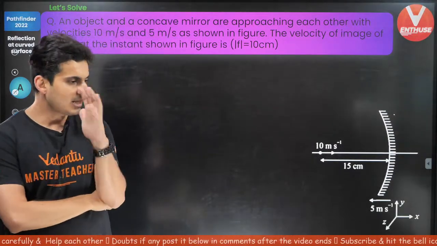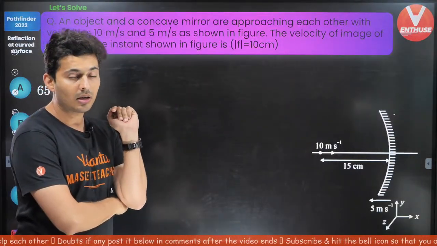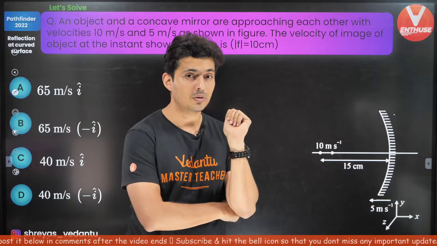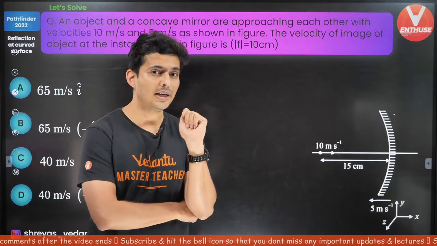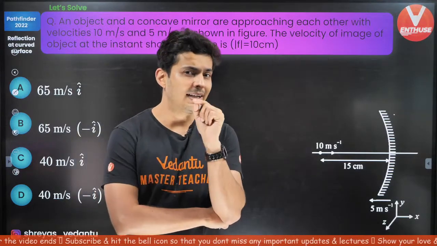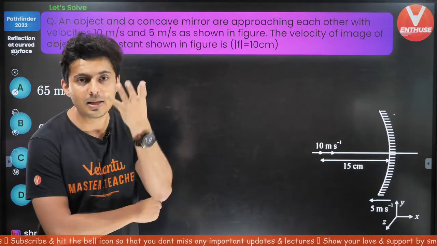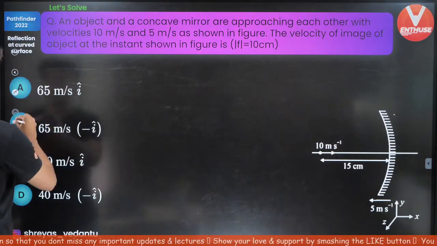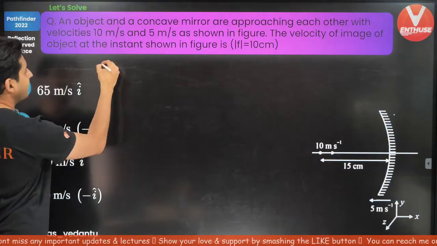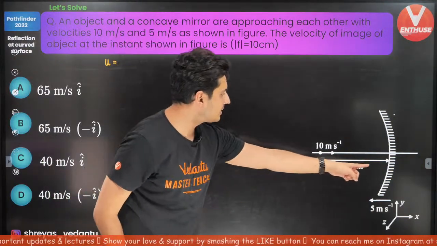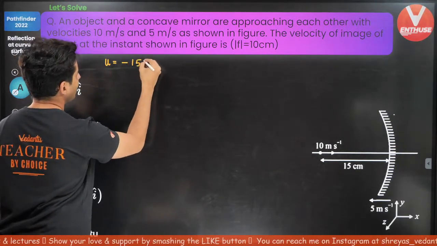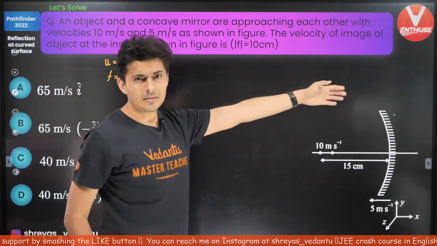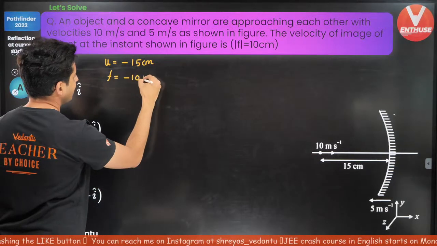What do we do? We want to find the image velocity. In order to find image velocity, Vi by Vo is minus V square by U square. So for that, what do I need to find? I need to find V. So for finding V, obviously I need to use the mirror formula with proper sign convention. So let's start doing the question. First of all, what is the object distance? The object distance is minus 15 centimeters. The focal length, it's a concave mirror. The magnitude is 10, but with the signs, it will be minus 10 centimeters.